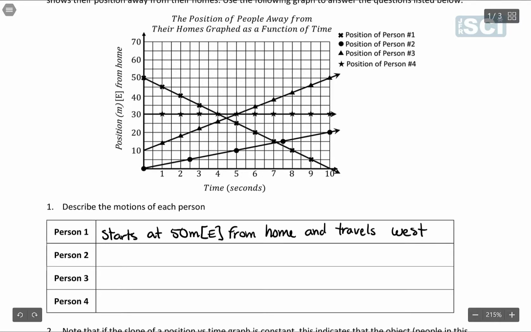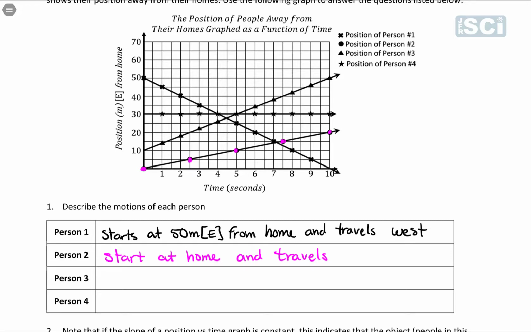Okay? So person 2 in this case is represented by the circles. So that's person 2 here. I'm going to do it in pink, and person 1 will remain in black, I guess. Person 2 starts at home, because their distance away from home, or their position relative to home, is 0 at the beginning. And they are moving and travels. In this case, they're moving away from home because their position is getting larger. So we're going to say, and travels east.